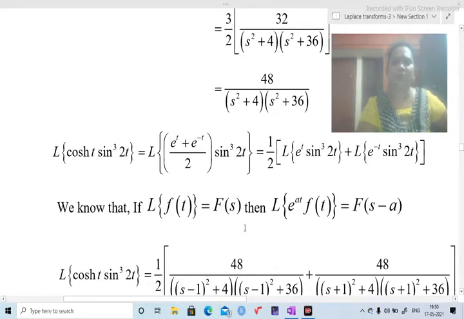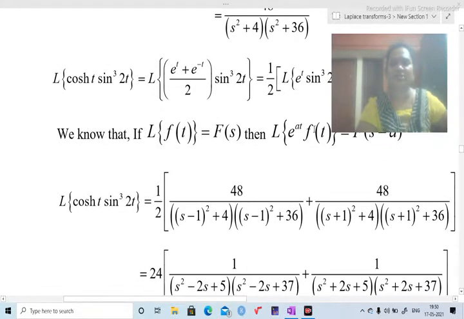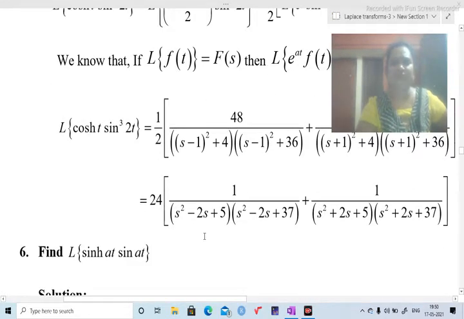Now we are going to apply first shifting theorem. Observe, for this function a equal to 1, for this function a equal to minus 1. To find the Laplace transform of this function, we replace s with s minus 1. For this function, replace s with s plus 1. So we are going to get this step. After simplification, we finally get the Laplace transform of cos ht into sin cubed 2t like this.